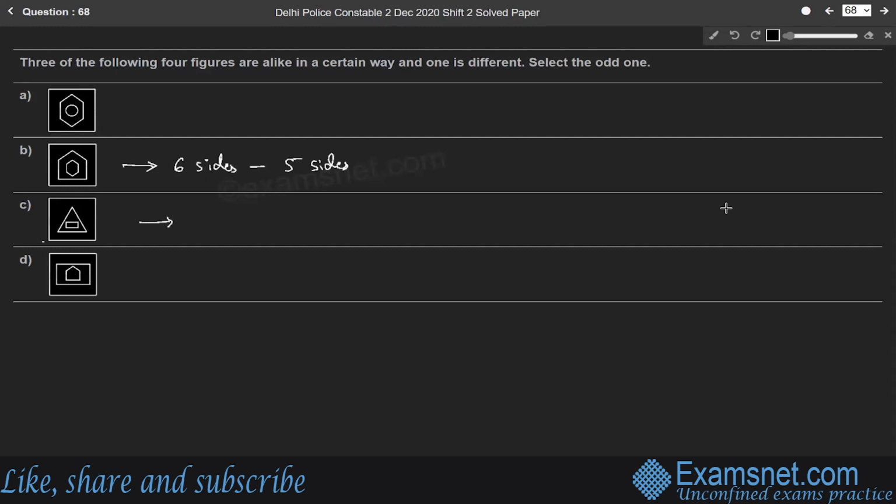Whereas option C, a rectangle which has four sides is enclosed by a triangle which has three sides. Whereas option D, a pentagon which has 5 sides is enclosed by a rectangle which has 4 sides. So the figure is enclosed by another figure which has one number less sides, right? Therefore, option A, where a circle which has no side is enclosed by a hexagon. Therefore, option A is the odd one.